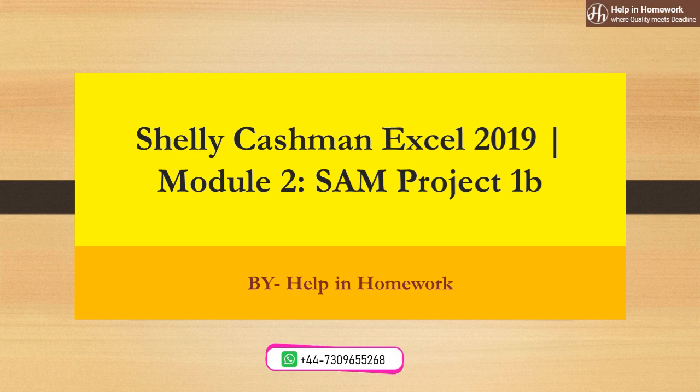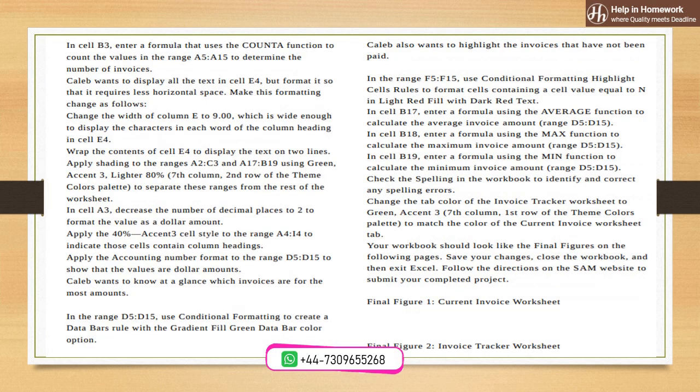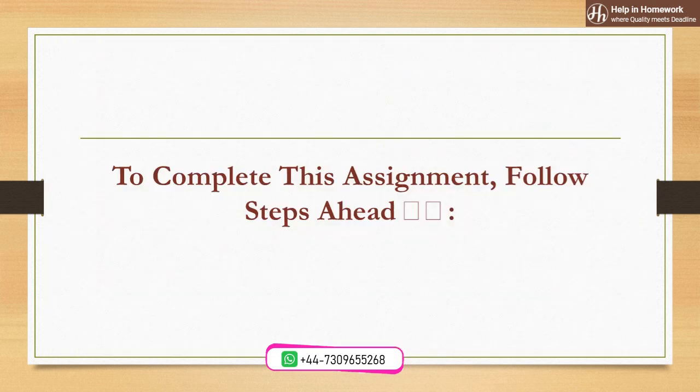We recently received a request from one of our customers for assistance with the Shelly Cashman Excel 2019 Module 2 SAM Project 1B assignment. This is a financial accounting assignment. Our client provided some file attachments, which you can see on your screen, with full instructions to understand the problem. This assignment is divided into multiple steps. To complete it, follow the steps ahead.